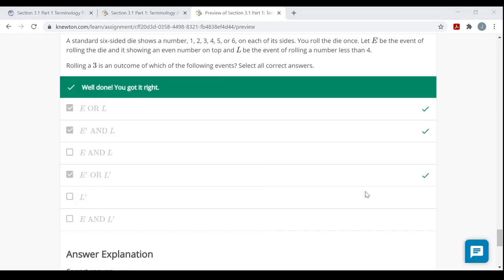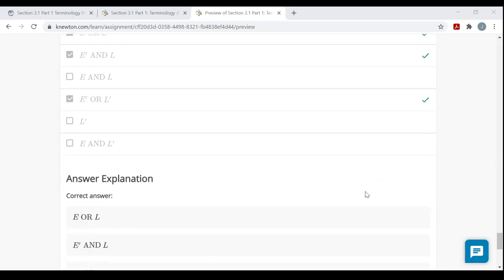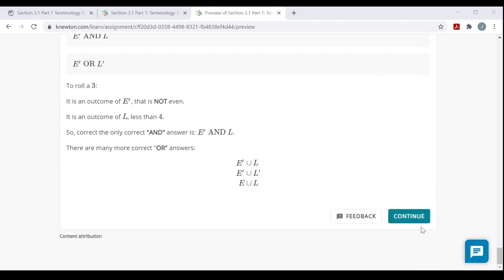Great. All right. So yeah, I would recommend doing that, making a list. What are these sets? Maybe writing out the sample space, the list of all possible outcomes, and making a list of outcomes that are in each of these events. Okay.